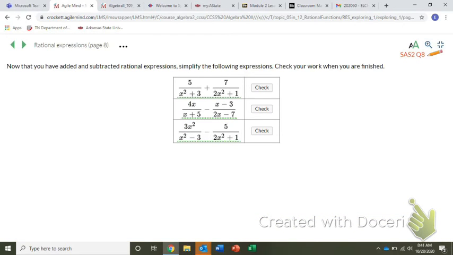Okay, so I am only going to do 8A for you, and I would like for you to do 8B and C. And then later this afternoon, I will upload a document onto Teams of the answers for 8B and C with the work, but I want you to try it on your own. But I am going to work through the first one with you.